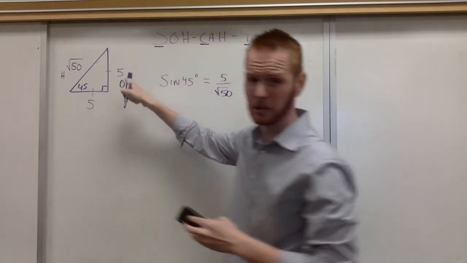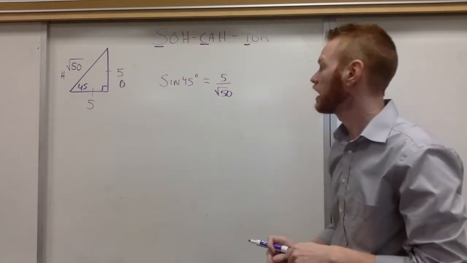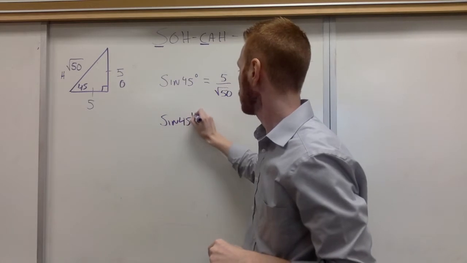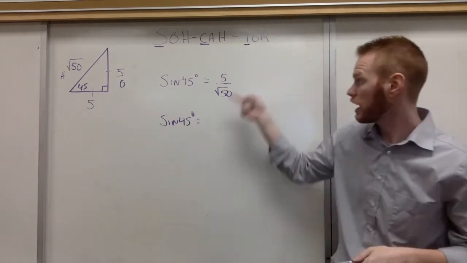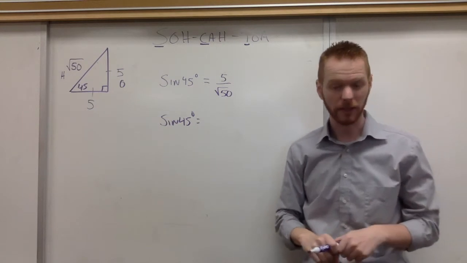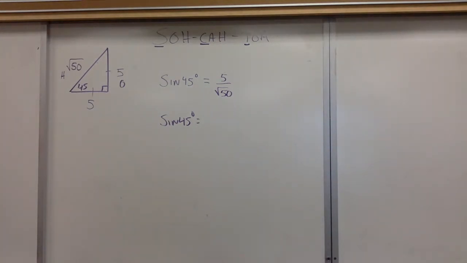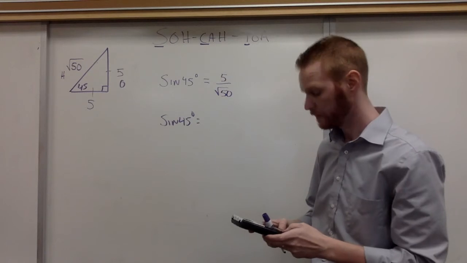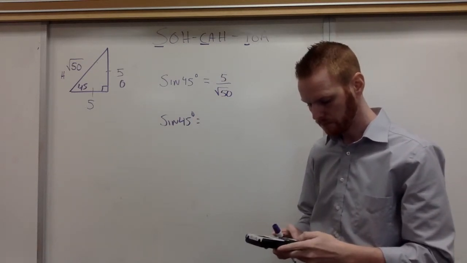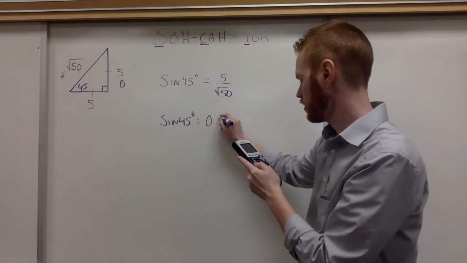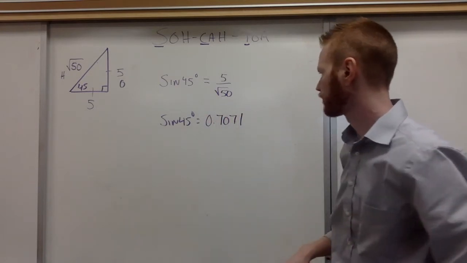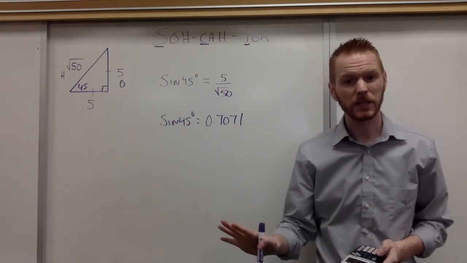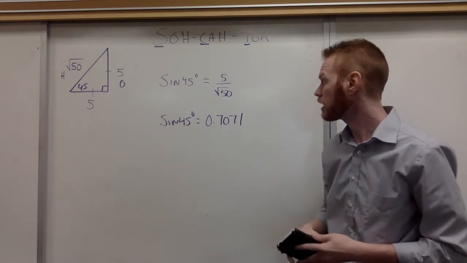I'll write this off to the side. Now, here's what I'd like for you to do, and it's good to have a calculator handy for this part of the lesson. Grab a calculator and type in 5 divided by square root of 50. I'm going to do the same thing. I'm going to grab my calculator as well and type it in. 5 divided by square root of 50, and I get 0.7071. We could round, but I want to provide as many place values as possible so you can compare.